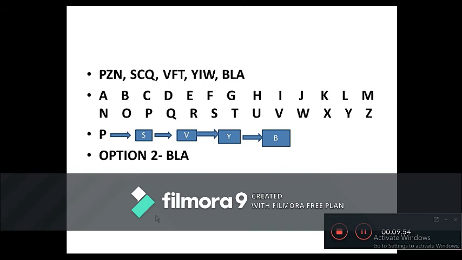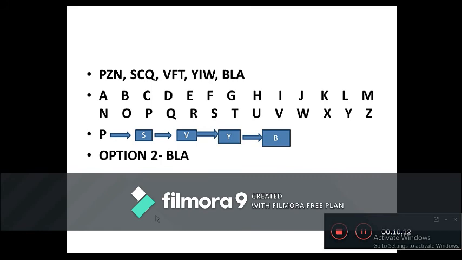and then we have to analyze the relationship in the series P, Z, N. In the first, PZN, we have considered P. In the second, SCQ, we have considered S. In VFT we have considered V. In YIW we have considered Y. In BLA we have considered B.